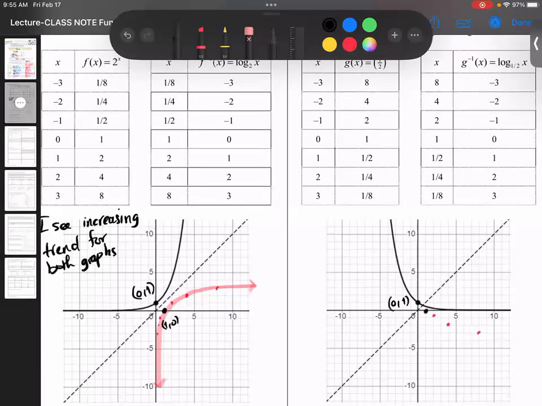1, 0. X is 1/2, y is 1. Right there. X is 1/4, y is 2. And 1/8, 3. To get close to the y-axis, as usual. Sure, like that.